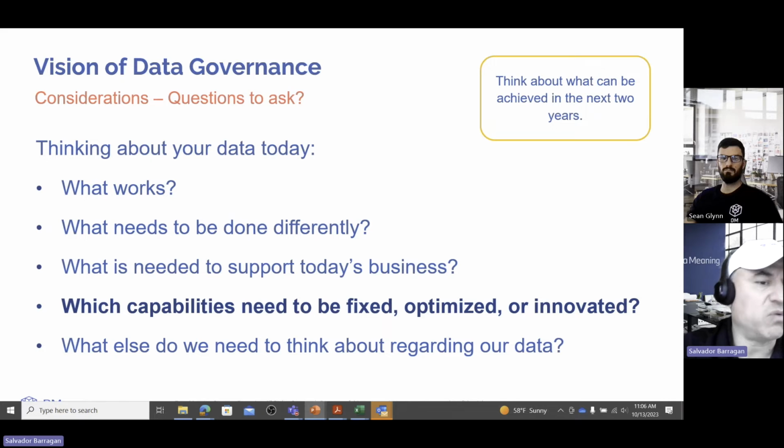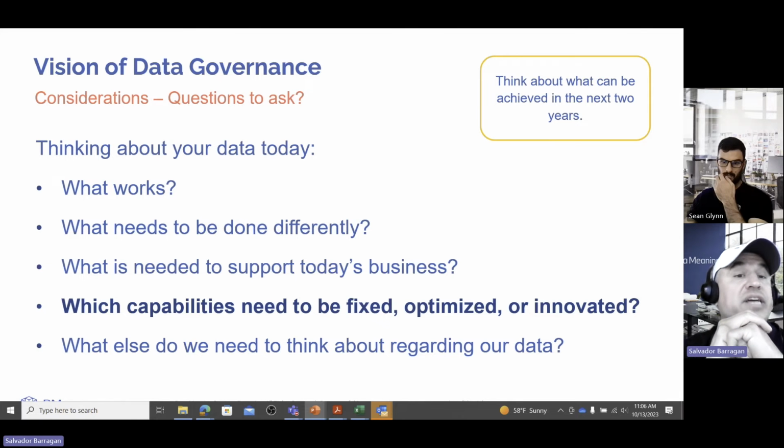And remember, always think about what we can accomplish in 2 to 3 years when you ask these questions, because you don't want to ask, hey, I want to do X, Y, and Z. That's so far out that's not realistic. So when you're thinking about the data today, you're thinking about what is working today. So there's probably some good use cases that show the successes that you're having with your data.